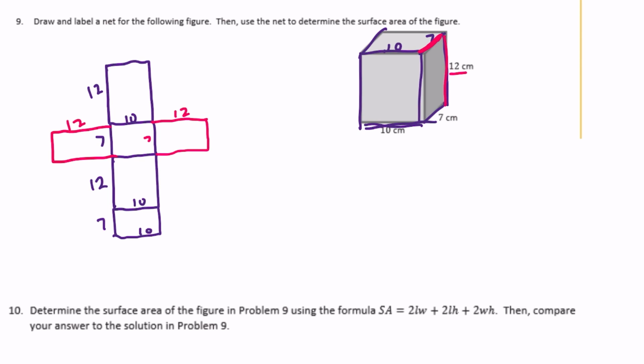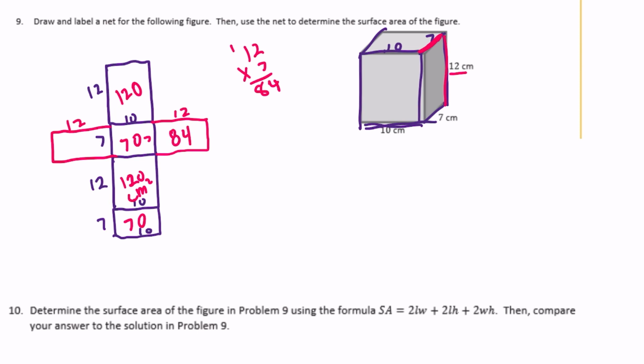Remember, the surface area is the area of all the faces combined. So this would be 12 by 10, or 120. This is all centimeters squared. This will be 120 centimeters squared. 7 by 10 is 70. 7 by 10 is 70. And 7 times 12, I think, is 84.